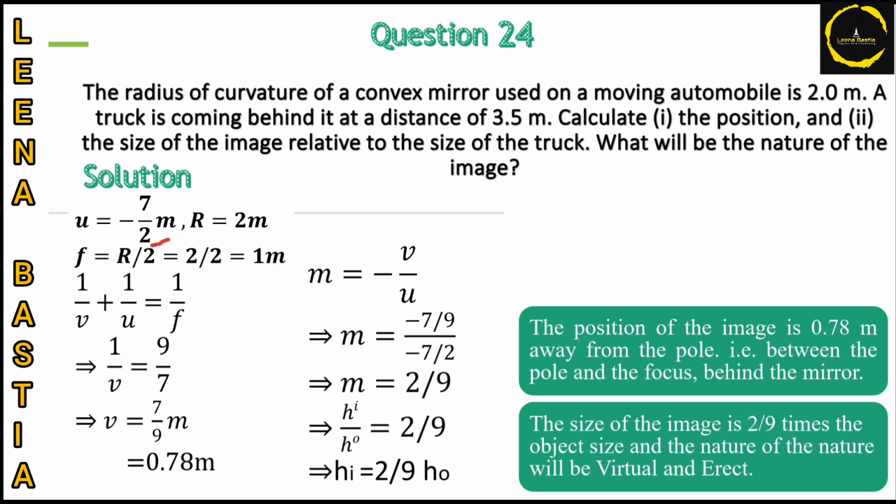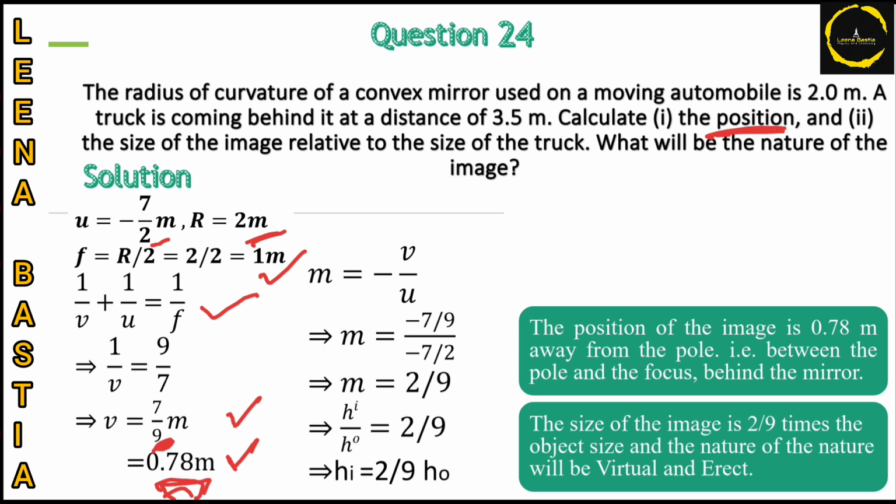Okay, now r is how much? It is 2 meter, so the f value we will get is 2 by 2, that is 1 meter. Substitute these two values here to get the value of v. You will get how much? 7 by 9, or you can just divide it to get a decimal number, because this answer we cannot write. Just the decimal number you have to use for the final answer, because here it has been asking the position of the image, right? So you have to find this decimal number, 0.78 meter.